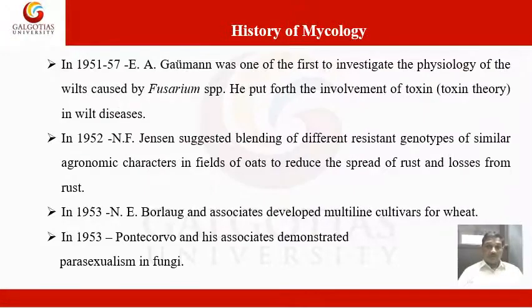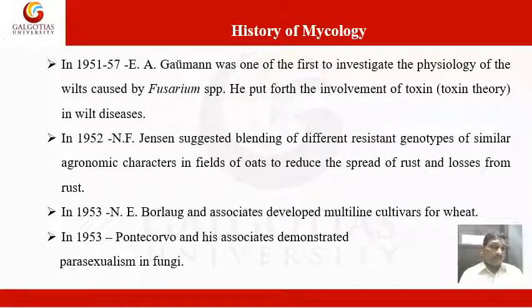Now, in 1951 to 57, E.A. Gaumann was one of the first to investigate the physiology of the wilts caused by Fusarium species. He put forth the involvement of toxins, especially the toxin theory, in the wilt disease of plants.